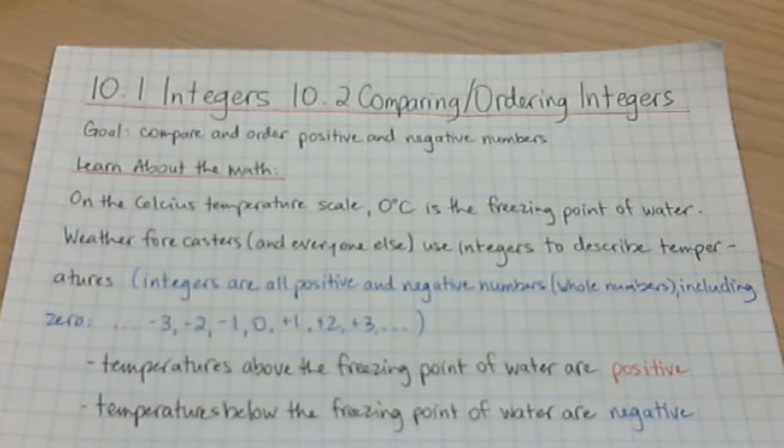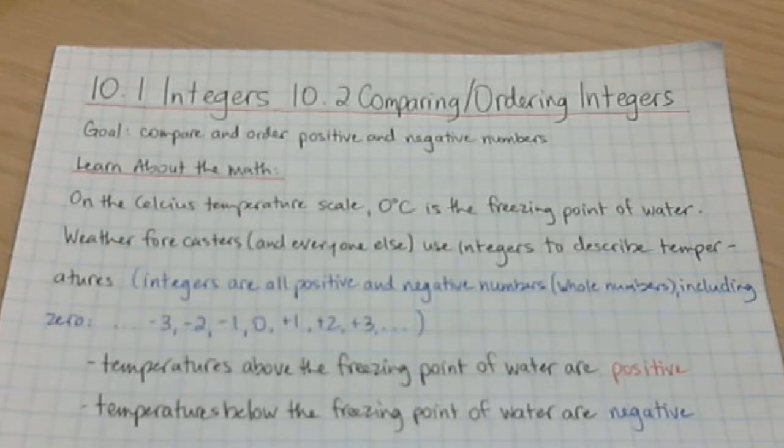When we talk about temperature here, we typically talk about numbers that are above freezing, the freezing point of water, or numbers that are below the freezing point of water. There's information on the screen, and it focuses on the Celsius temperature scale, where 0 degrees Celsius is the freezing point of water. If you look down at the bottom, the stuff in blue is the definition for integers. Basically, integers are all positive and negative whole numbers, including 0, which is neither positive nor negative.